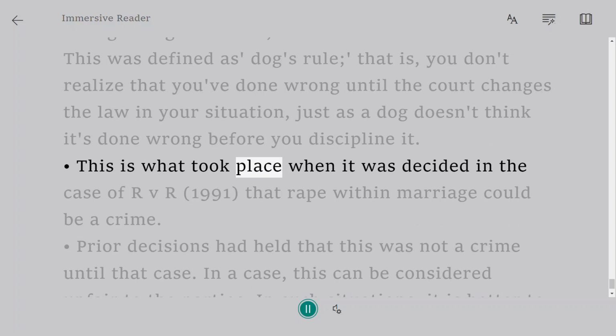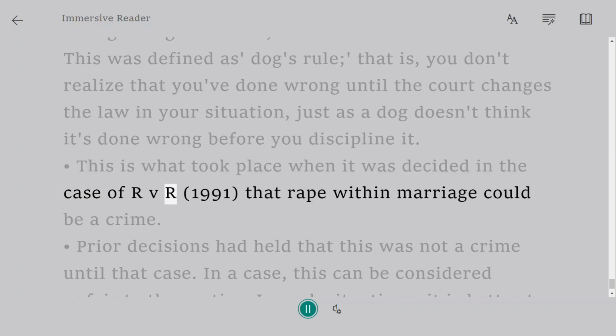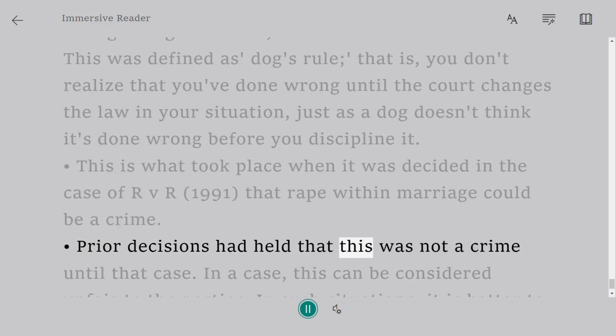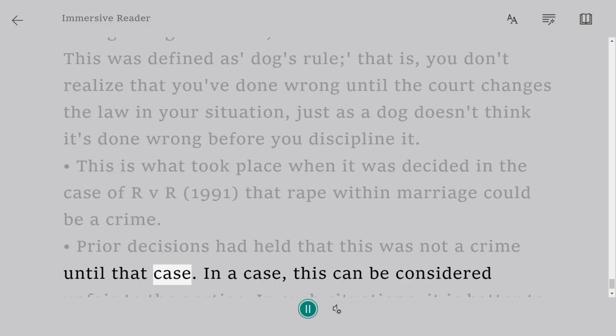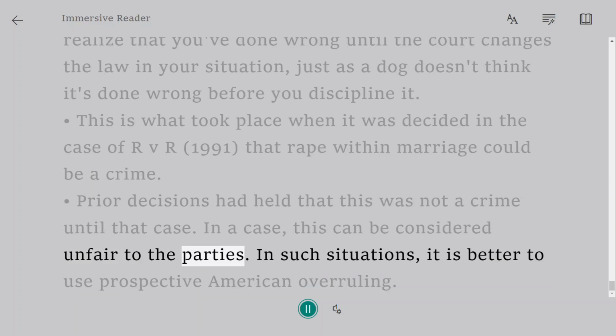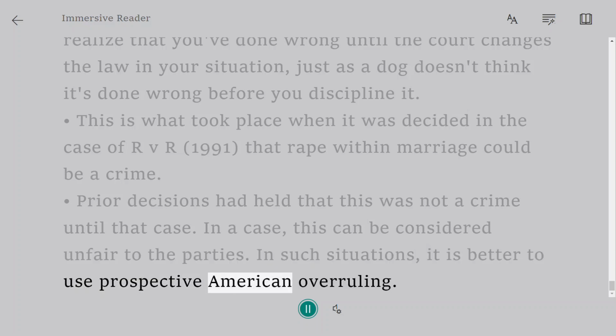This is what took place when it was decided in the case of R v. R, 1991, that rape within marriage could be a crime. Prior decisions had held that this was not a crime until that case. In a case, this can be considered unfair to the parties. In such situations, it is better to use prospective American overruling.